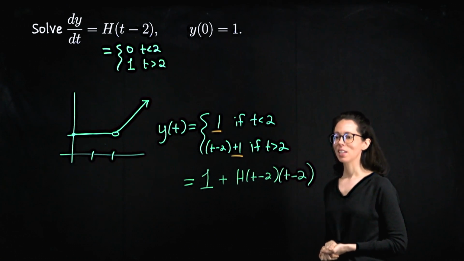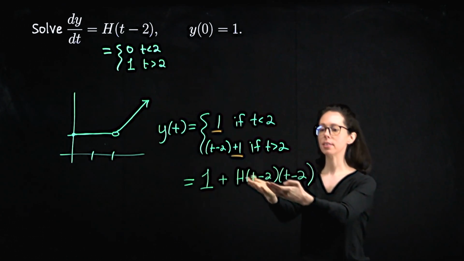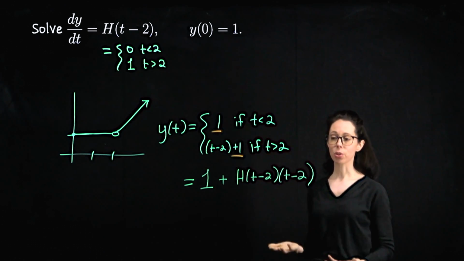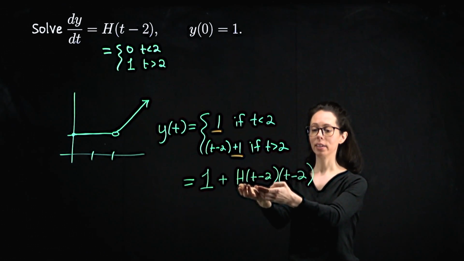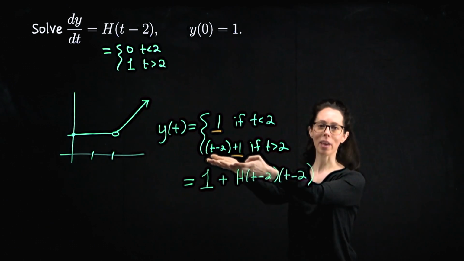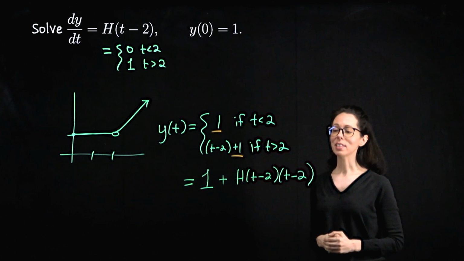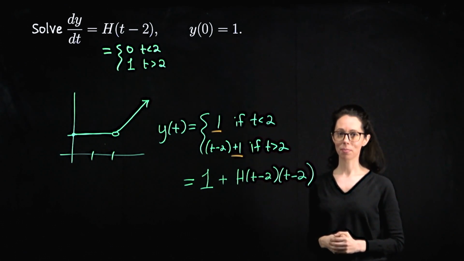Okay, so to the left of 2, this is 0, and all we have is 1. That's what we see here in this first line. But then to the right of 2, this is 1, and so we get the t minus 2 plus 1 that we have here. All right, this is the solution to this differential equation. Let's see if we can get to it now with the Laplace transform.